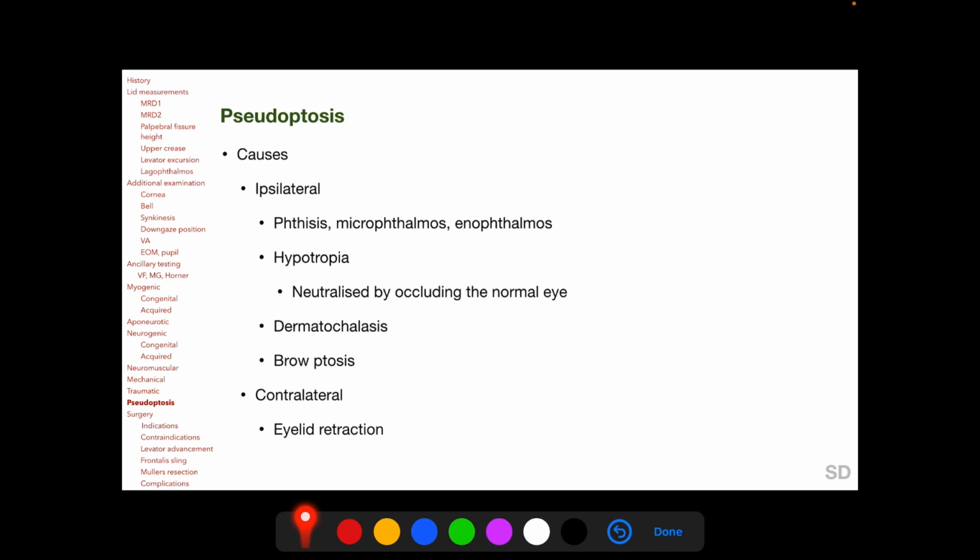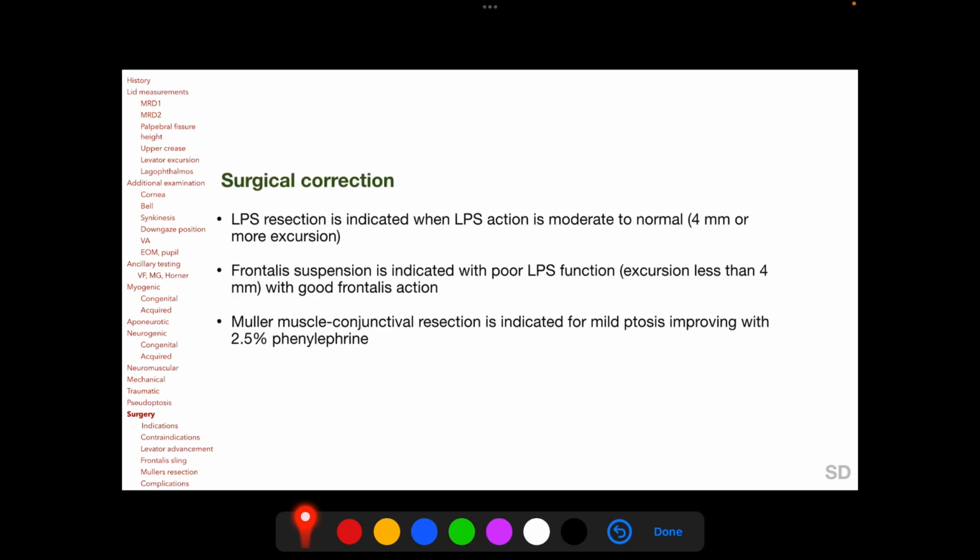Pseudoptosis can be due to phthisis, microphthalmos, enophthalmos, hypotropia, dermatocalasis, and brow ptosis on the same side, or eyelid retraction in the opposite eye. Among the surgical options for correction of ptosis, LPS resection is indicated when LPS action is moderate to normal, as suggested by a 4 mm or more levator excursion from downgaze to upgaze.